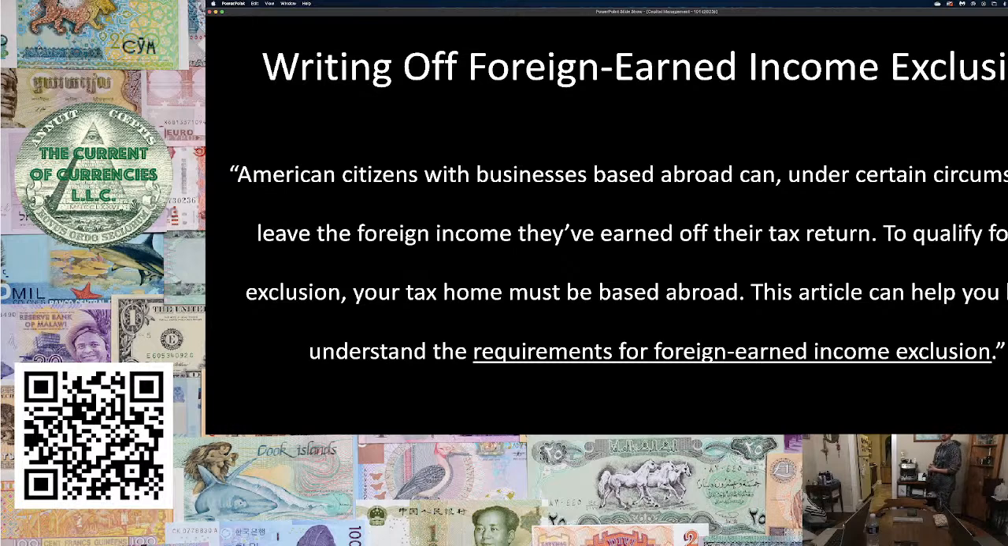So writing off foreign earned income exclusion. You might be able to fall into this. I don't know if you ship outside of the American network, but this might work for you. American citizens with business based abroad can, under certain circumstances, leave the foreign income they've earned off of their tax returns. So you don't even have to pay foreign tax. To qualify for the exclusion, your tax home must be based abroad. So this article can help you better understand, and if you wanted that, it's on the IRS tax website again.